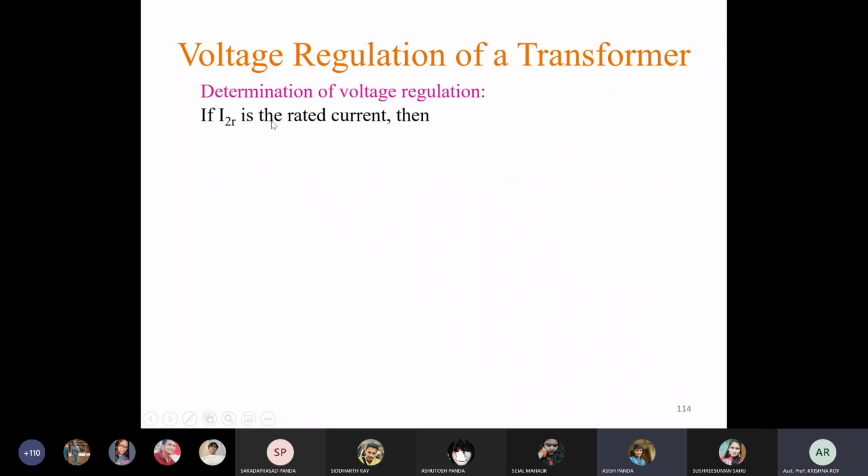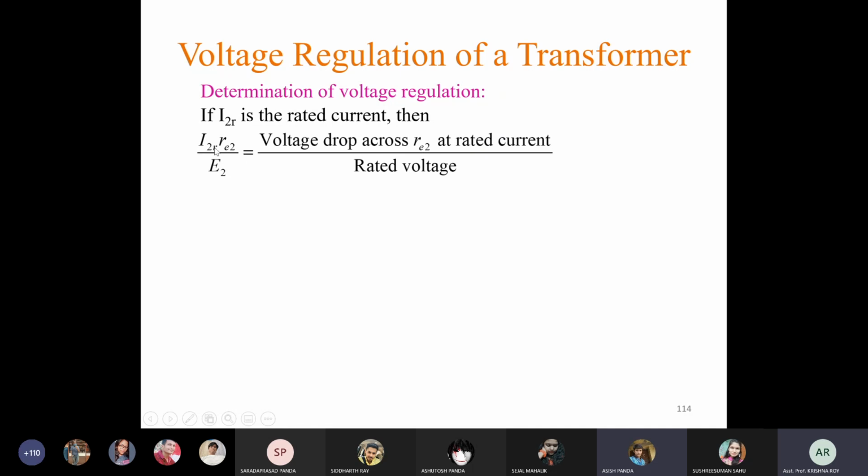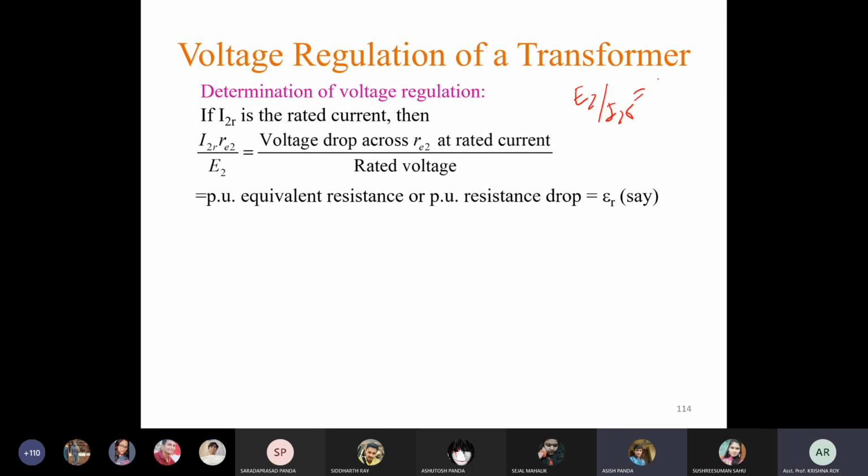So if I2R is the rated current, R means rated, then I2R RE2 by E2, that is the voltage drop across RE2 at rated current divided by rated voltage, which is actually the per unit equivalent resistance or per unit resistance drop. Why is it so? Because this E2 by I2R is ZB, the base impedance. So RE2 by ZB is the per unit resistance, and that is denoted by the symbol epsilon R.